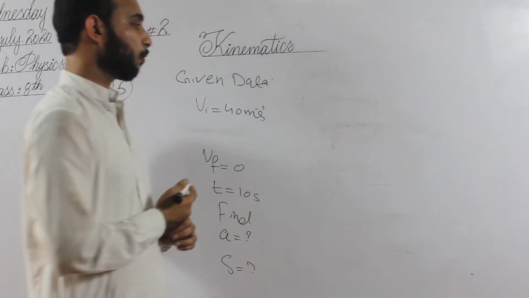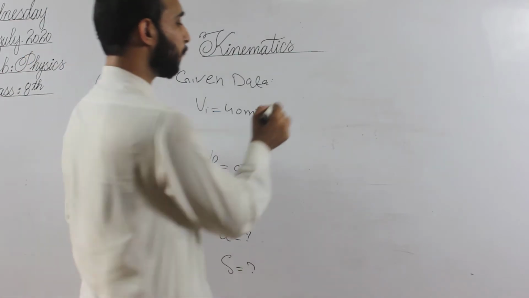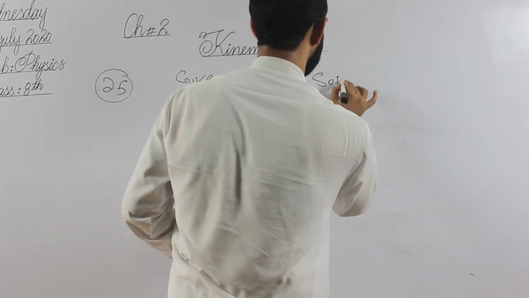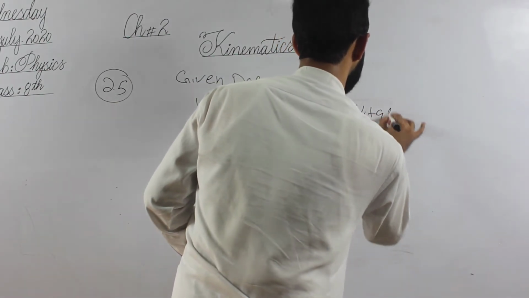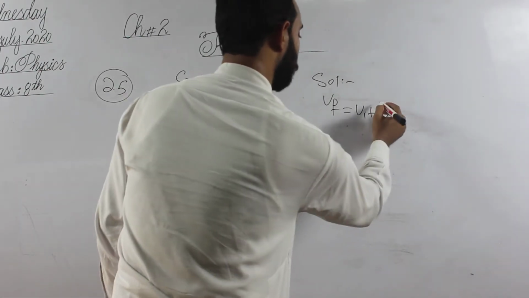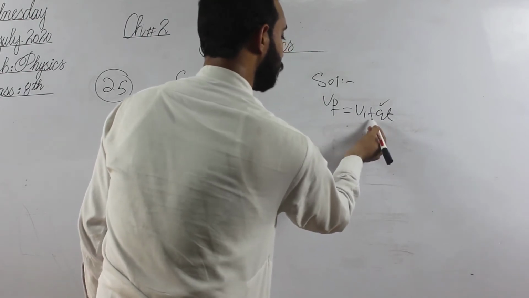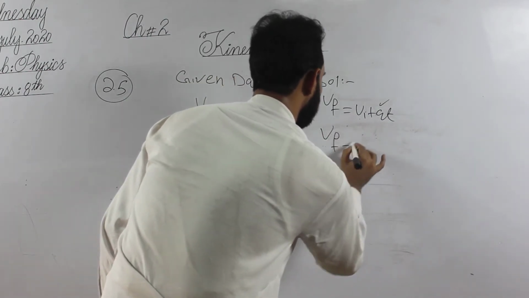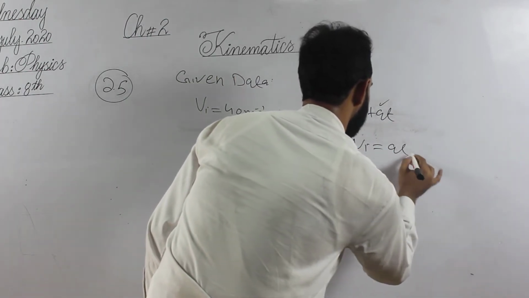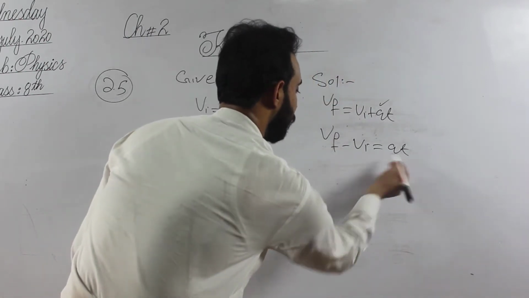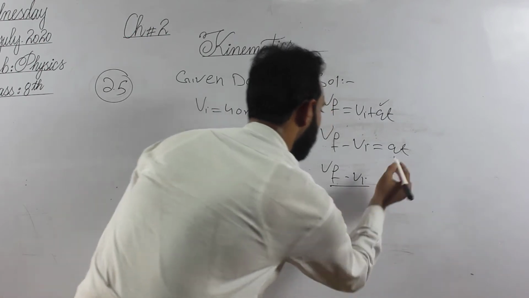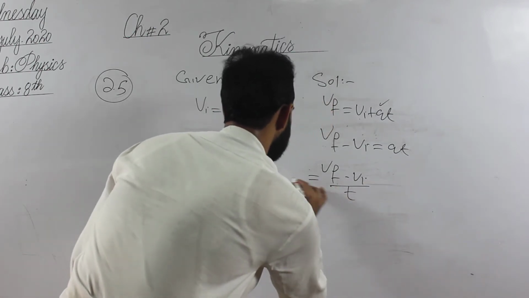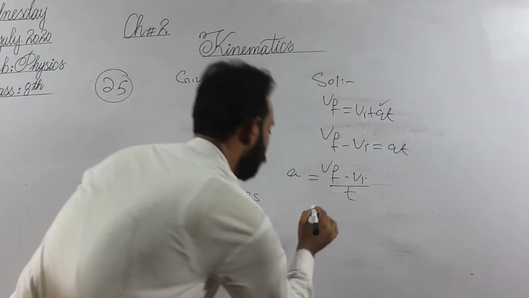Now, student, we are going to solve the numericals and we apply the first equation of motion here. Vf is equal to Vi plus at. So that we have to find the acceleration. Vi will go to the other side as minus, and we will get at. Acceleration we have to find, so time will be divided on this side and we will get a is equal to Vf minus Vi over t.